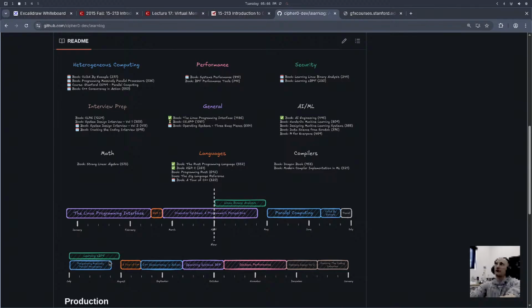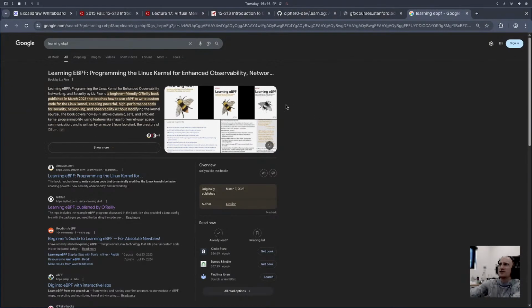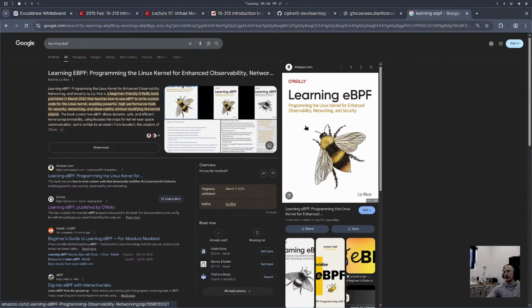called Learning eBPF, which is by Liz Rice. I've not bought this book yet, but I think it'll be a good starter for me on eBPF because I've done a little bit of eBPF with BCC, the BPF Compiler Collection, and bpftrace. Like Neuronath and I played with that recently, a couple weeks back. So yeah, I have some experience with BPF, but I think Learning eBPF would be a good resource.